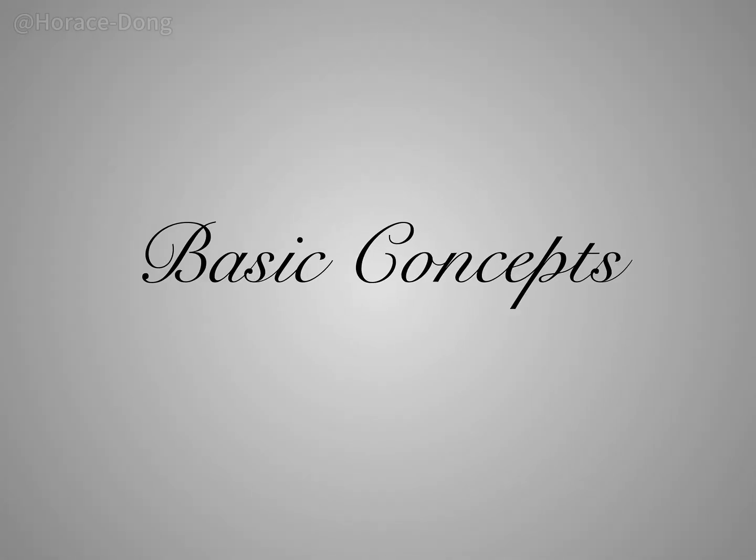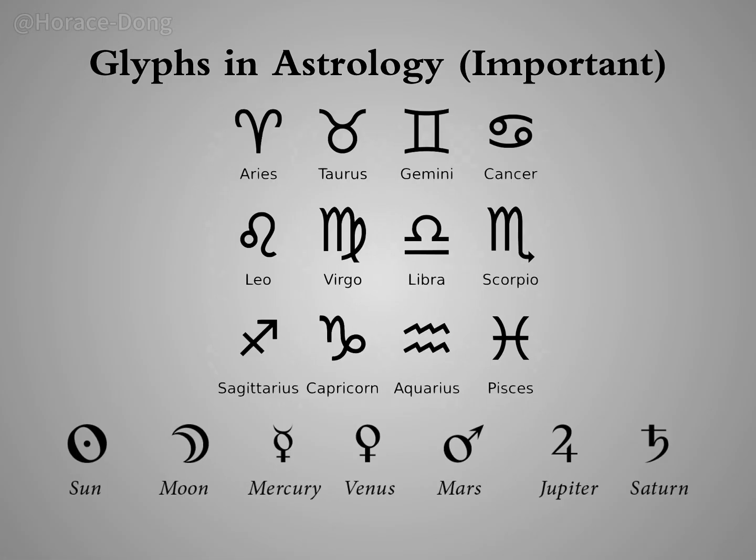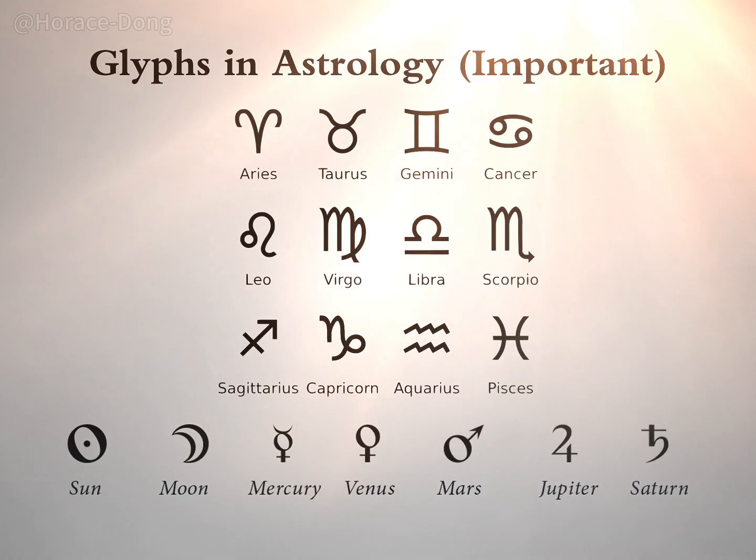Before that, here are some crucial concepts you must know for this technique. First of all, the glyphs in astrology. This is so important, make sure that you can identify each of them. Here we have 12 zodiac signs at the top, which are Aries, Taurus, Gemini, Cancer, Leo, Virgo, Libra, Scorpio, Sagittarius, Capricorn, Aquarius, and Pisces. At the bottom, there are 7 visible planets we use in traditional astrology, which are the Sun, the Moon, Mercury, Venus, Mars, Jupiter, and Saturn. Again, these are just the symbols which astrologers use, so make sure to remember them all in order to use them in every astrology chart.